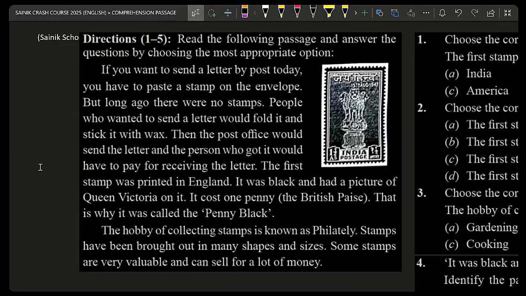After philately there is a full stop. Philately is in a separate sentence and stamps is in the next sentence. Why are you clubbing them and calling it philately stamps? You have to give a pause after a full stop. Start again from the hobby. The hobby of collecting stamps is known as philately.